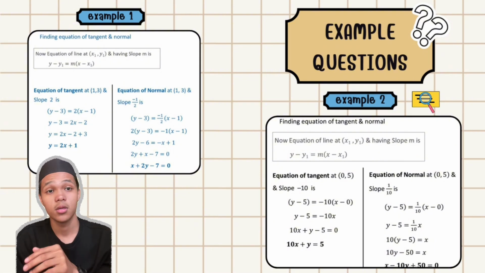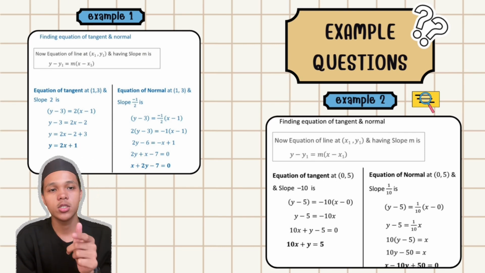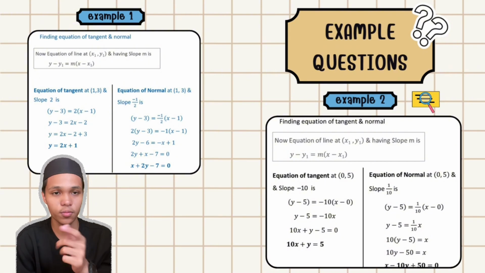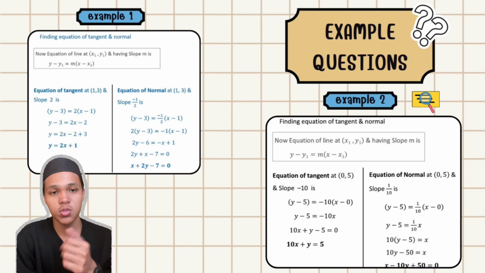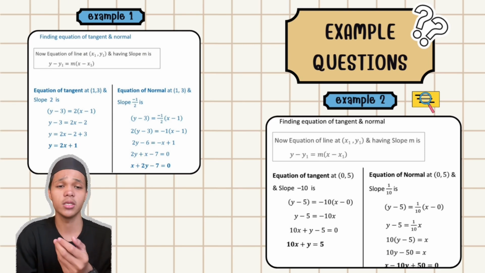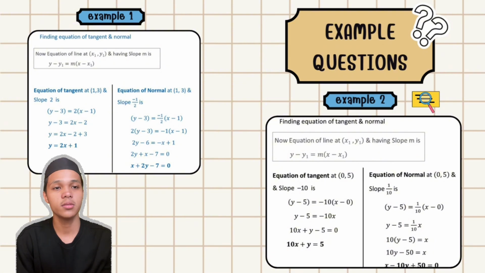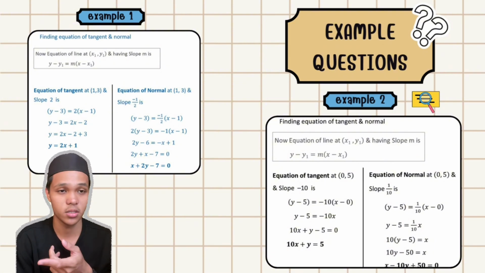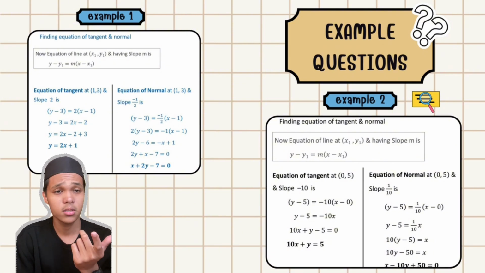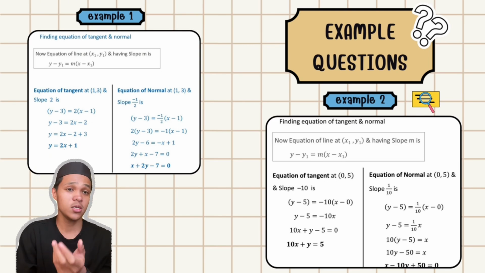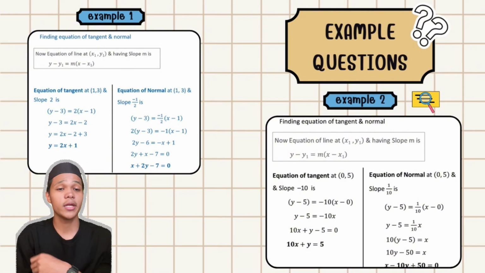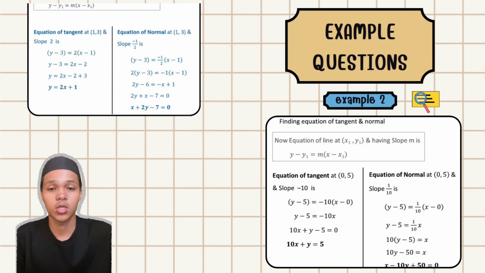Just substitute into the formula: y minus 3, where 3 comes from the y-coordinate of the point, and 2 is the gradient or slope, and x minus 1, where 1 is from x1. Solve it and you will get y equals 2x plus 1. The answer is in gradient form. For the equation of normal, we have the point (1, 3) and the gradient is -1 over 2. Use the formula and substitute, and you will get x plus 2y minus 7 equals 0. The answer is in general form.